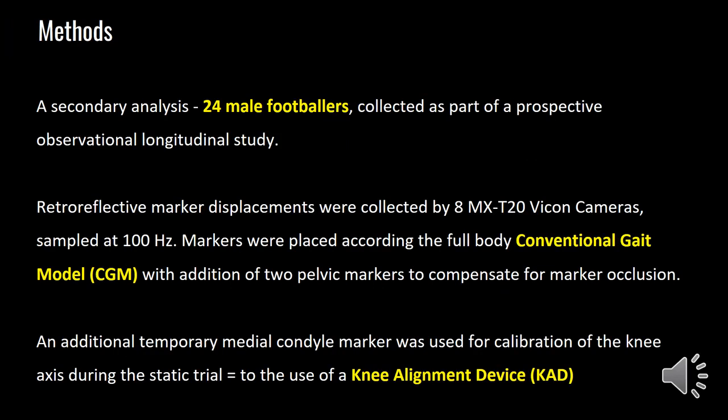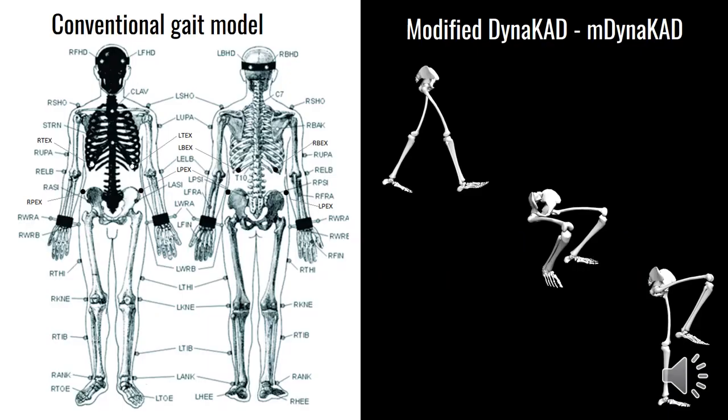And so we used data from 24 male footballers, which were collected as a part of a prospective observational longitudinal study, and we put some retroreflective markers on them according to the conventional gait model, and we used some additional markers on the pelvis to try and prevent markers dropping in and out during the tasks, and we used an additional medial condyle marker to orientate the knee axis. And so what you can see, the image on the left is the marker set that was used from the conventional gait model, and we use the same external marker set for the activities of walking, a squat, and a hurdle step.